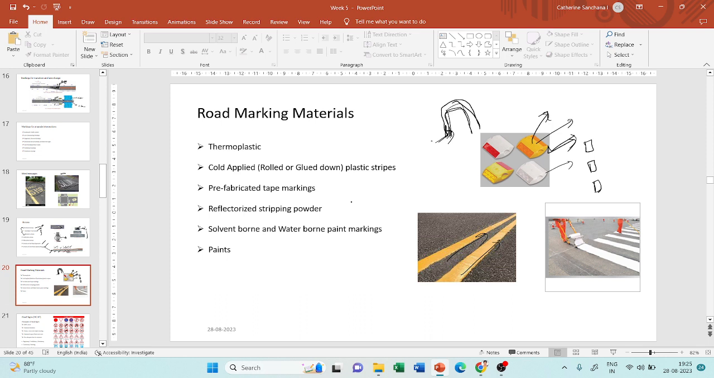There are many cases. It can also be sticker type, like this. It is prefabricated, a tape marking. So you have various materials and they serve various purposes. I'm not going to discuss further.